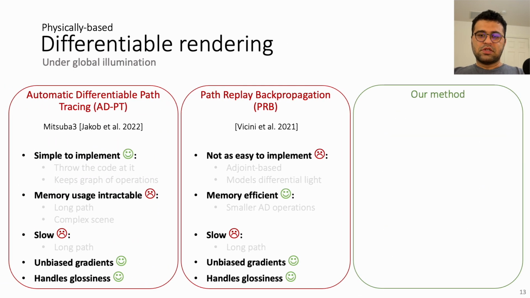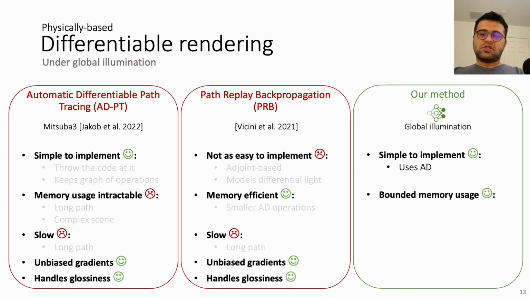As opposed to these, I want to introduce our method where we use a neural network as a radiance cache to provide global illumination. So, in comparison, our method is simple to implement because it just uses vanilla AD, no extra precautions needed. And the memory usage is actually bounded because we trace a limited number of bounces, resulting in short paths, and as a result, it could also be much faster because, again, our paths are shorter.